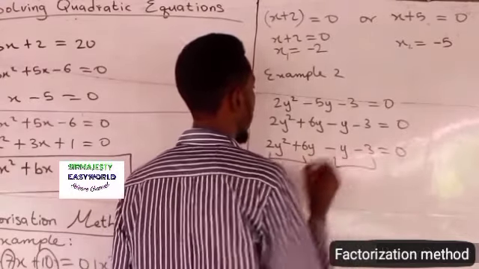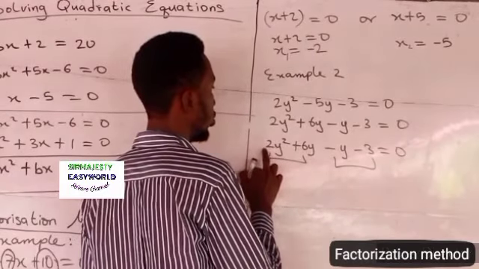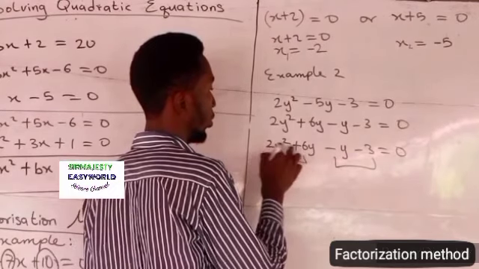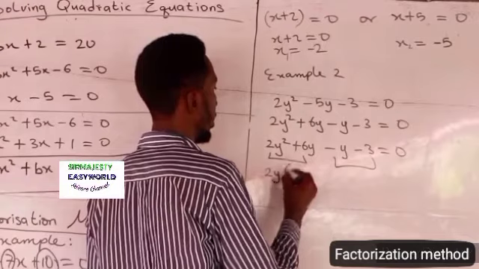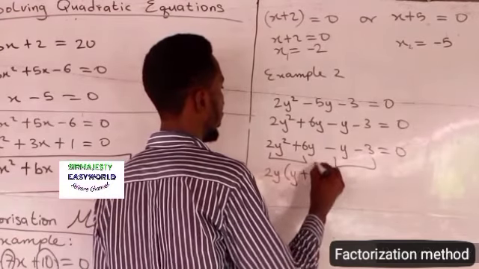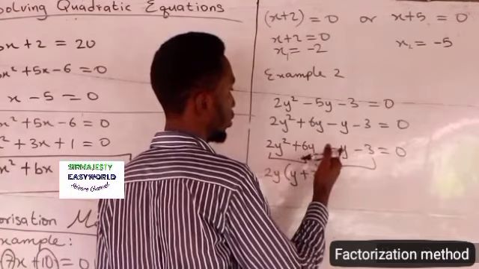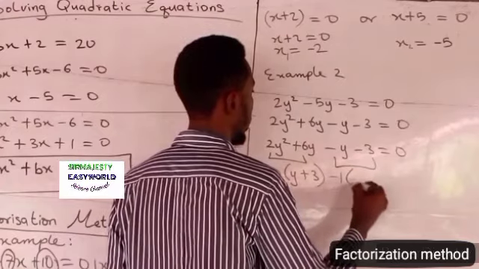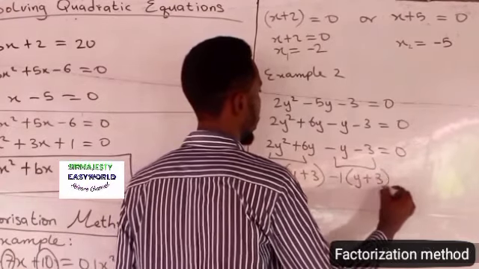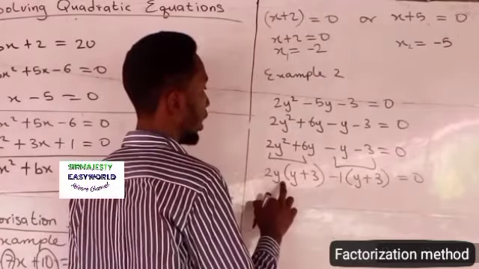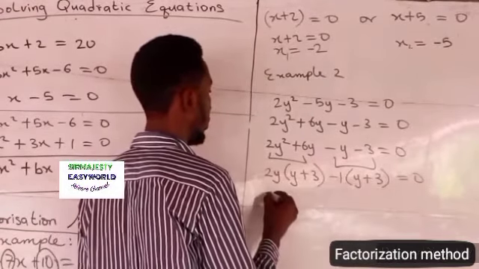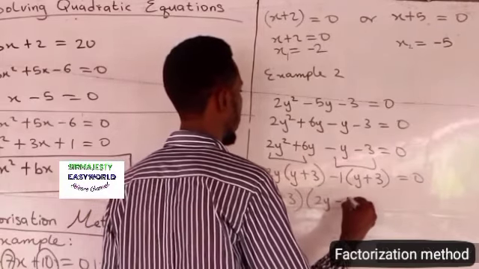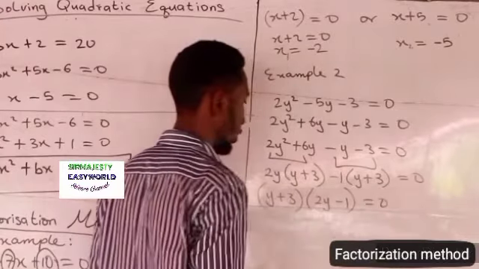We are going to pair this 2 and this. So here we have 2 and y in common, factors of 2y squared and 6y. 2 can go and y can also go. So we have 2y open bracket y plus 3. And then here, as you can see, it is minus y minus 3. So what they have in common here is minus 1. So we put out minus 1 bracket y plus 3 equals to 0. So now we have y plus 3 here and y plus 3 here. So we simply factorize y plus 3 brackets 2y minus 1 is equal to 0.